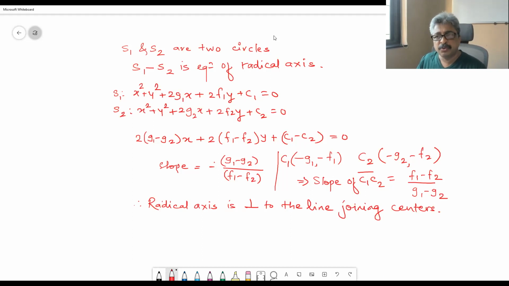So suppose I give you two circles, it is very easy to find out the equation of radical axis, and therefore I'm not going to give you two circles, but let us do our next job.